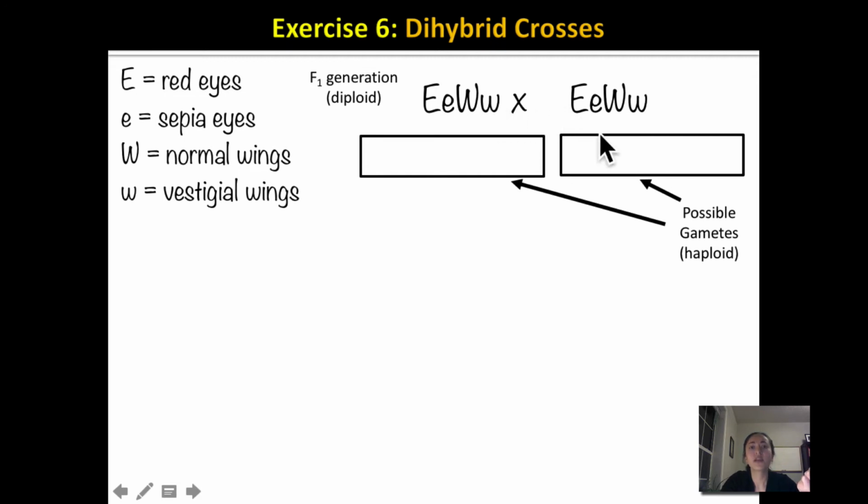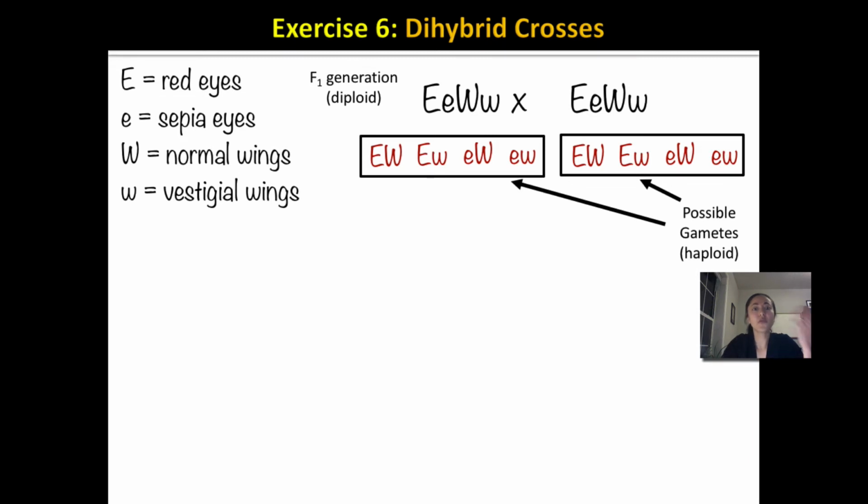So to figure out all the possible combinations, you can just look at all the possible pairings. I take the first letter of my first pair and pair it up with both letters of the second pair. So big E with big W, big E with little w. And then I do the same thing with the second letter of this first pair: little e with big W, little e with little w. These are all my possible combinations of E's and W's. You have to do that to figure out the possible gametes. If I want to figure out the possible gametes of the other parent, it's going to be the same thing.